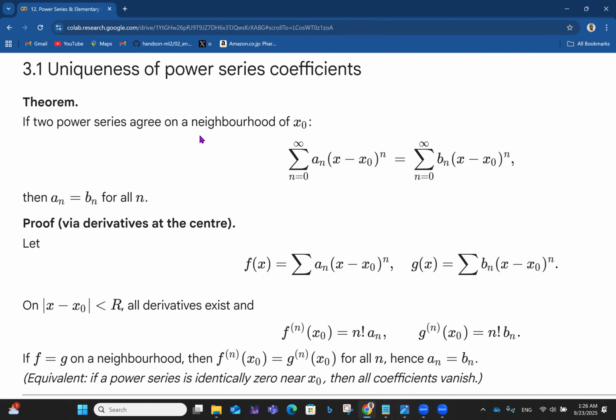Because the power series agree on a neighborhood of x naught, you can see everything is like that. So a_n is equal to b_n for all n. We can prove that via derivatives at the center.